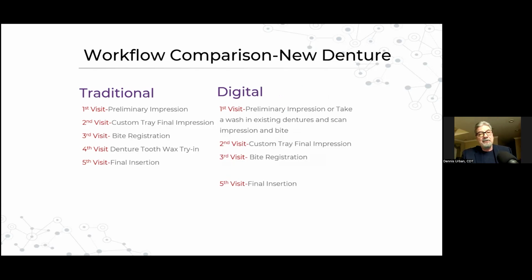So we're talking about a new denture. It's pretty much the same amount of visits, unless, on that second visit, we can take that bite registration and that functional impression, and we can cut out a visit.